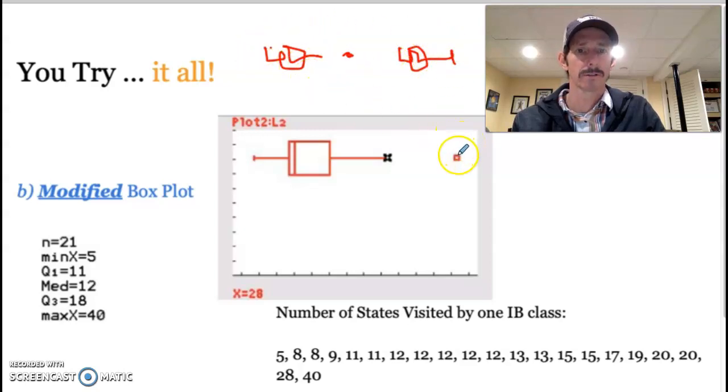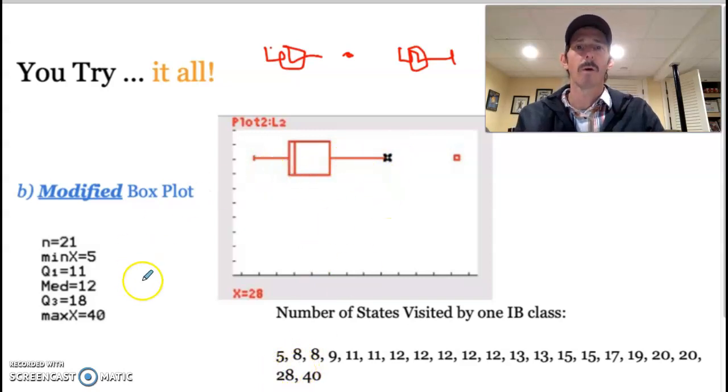So notice how this little dot is out here by itself. That's the kid who went to 40 states. That's an outlier. And then your whisker comes back to the next biggest data value. So this data value I went through trace. So you can see that the next value below the outlier is 28. So my whisker ends at the 28, which is the next value below the outlier.